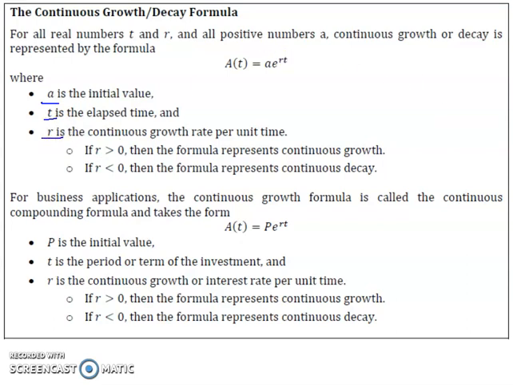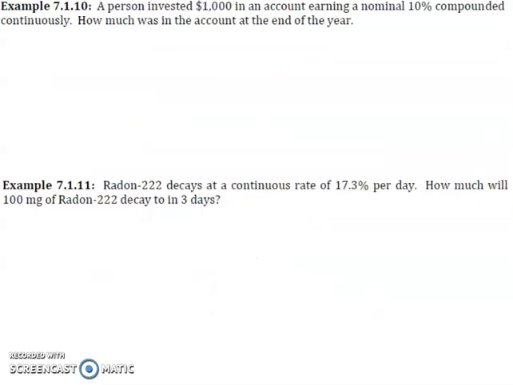So here in my exponent, I have that percent. If r is a positive number, then it does represent growth. And if r is a negative number, then it does represent decay. Now you may have seen this before where A is replaced with a P, and we often refer to this formula as PERT. So go ahead, take a moment, pause the video, and try examples 7.1.10 and 7.1.11 on your own.